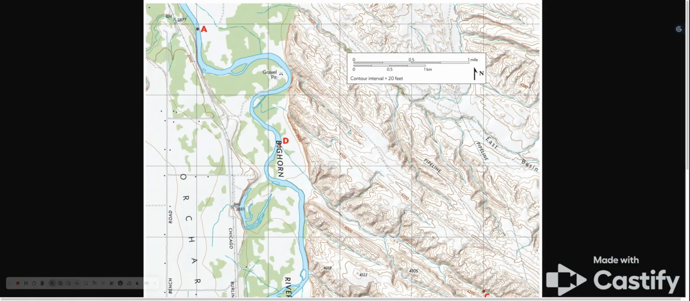So once again, I'm going to assume half a contour interval difference. So if this was 3880, 3860, half of 20 is 10. So this would be 3850.